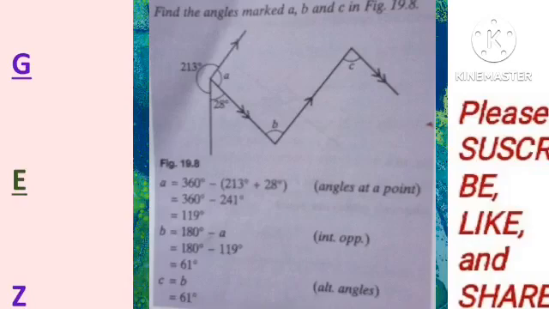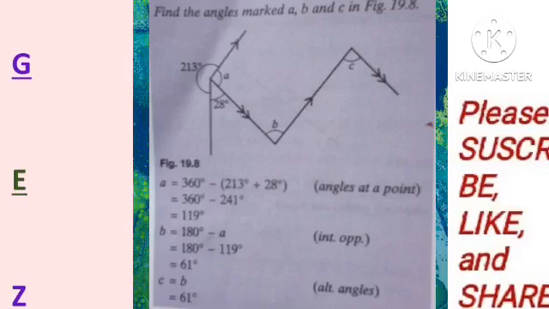Now let's move on to an example, the first example for this video. In this example we're asked to find the angles marked A, B and C in the figure. In this diagram we have 5 different lines meeting, and some of these lines are parallel to each other. But as you can see, angle A is one of the angles formed when lines meet at a point. Now at this point we know that the sum of angles is 360.